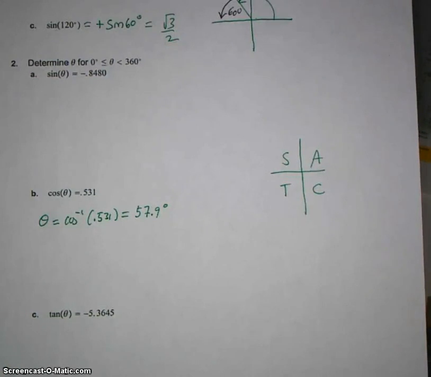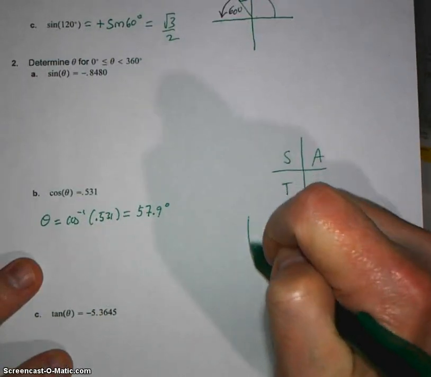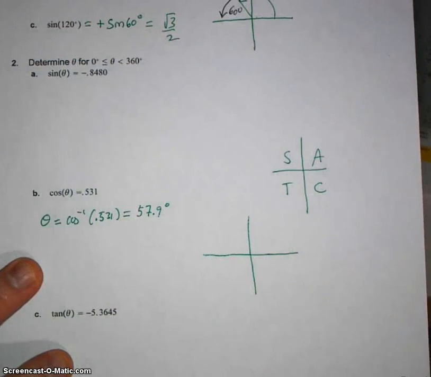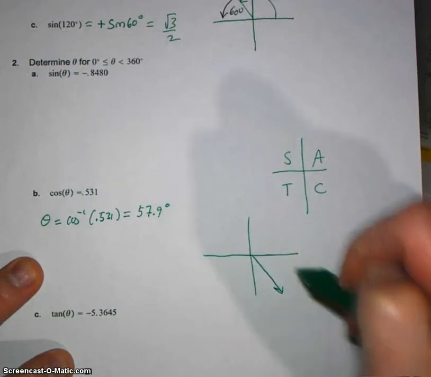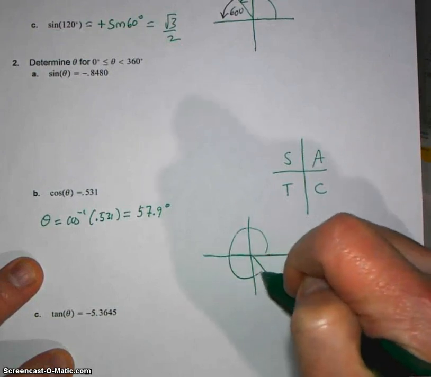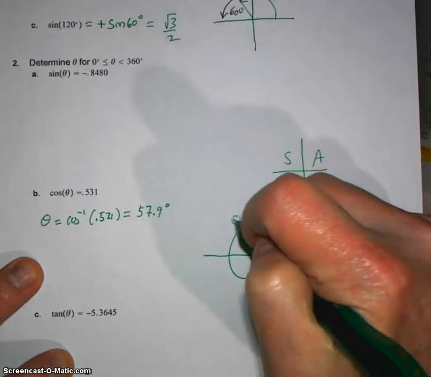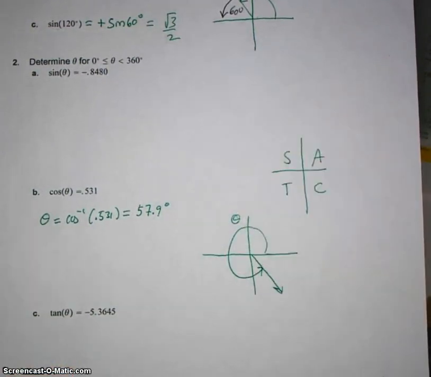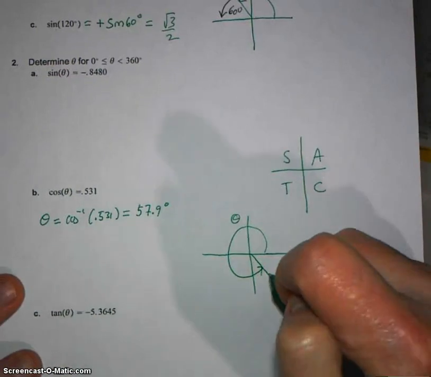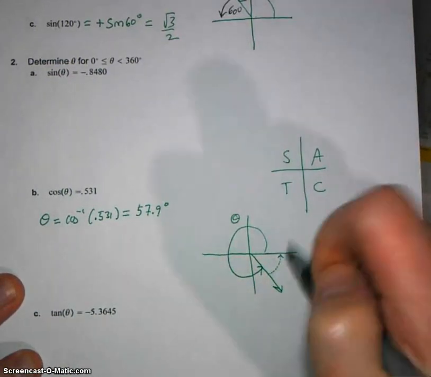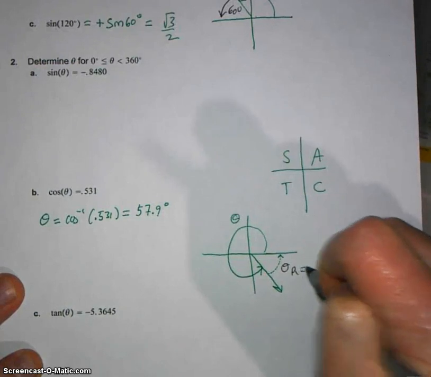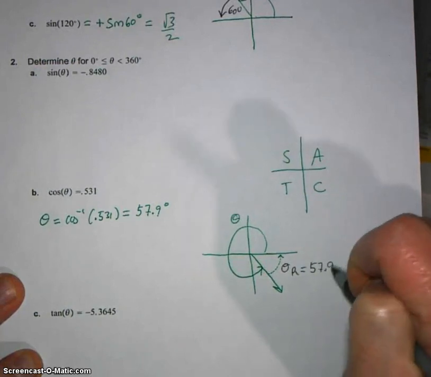So now what we need to do is find the answer in quadrant 4. Again, the way I like to do that is to draw a graph. So we're looking for an angle like so. We're looking for this angle right here, theta. What we know is that this reference angle right here, theta sub r, is 57.9 degrees.